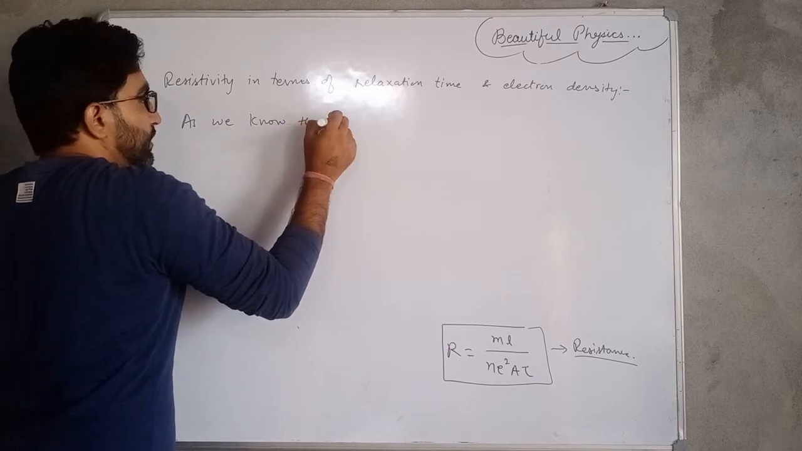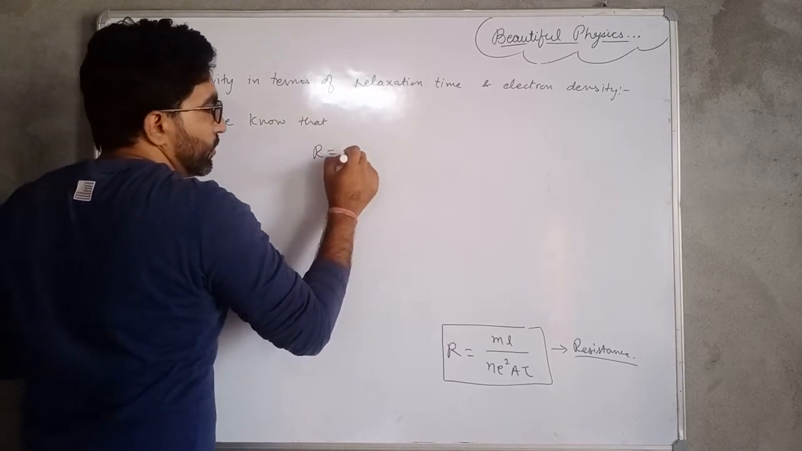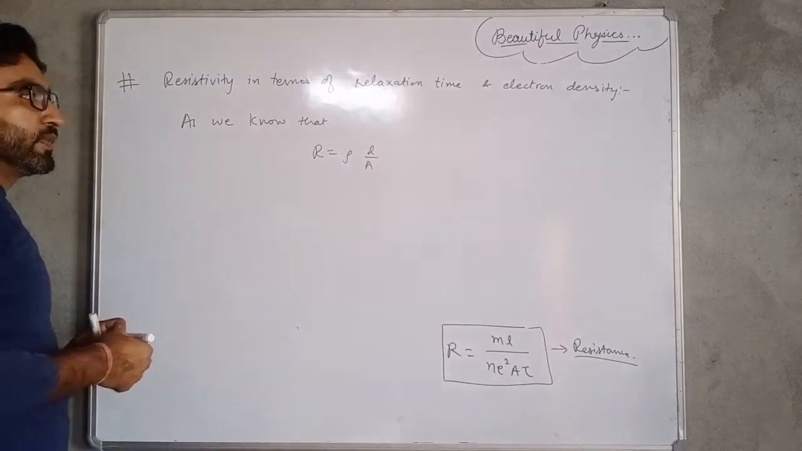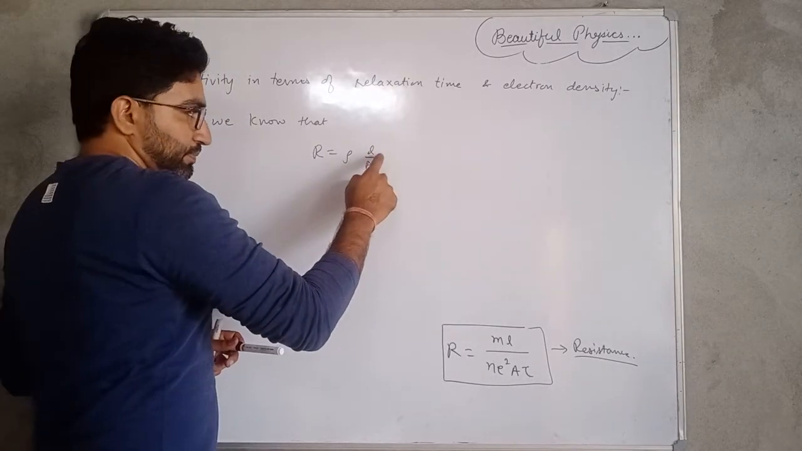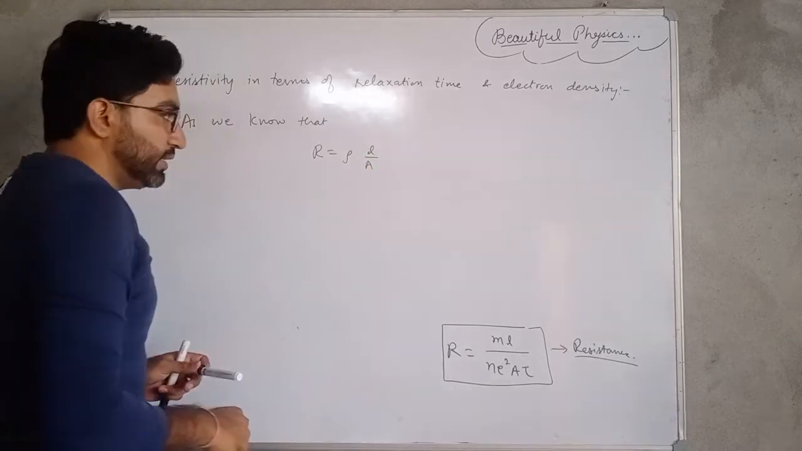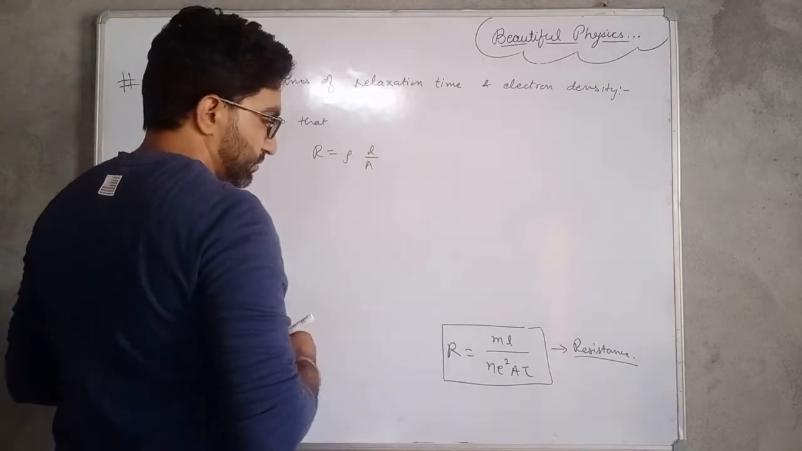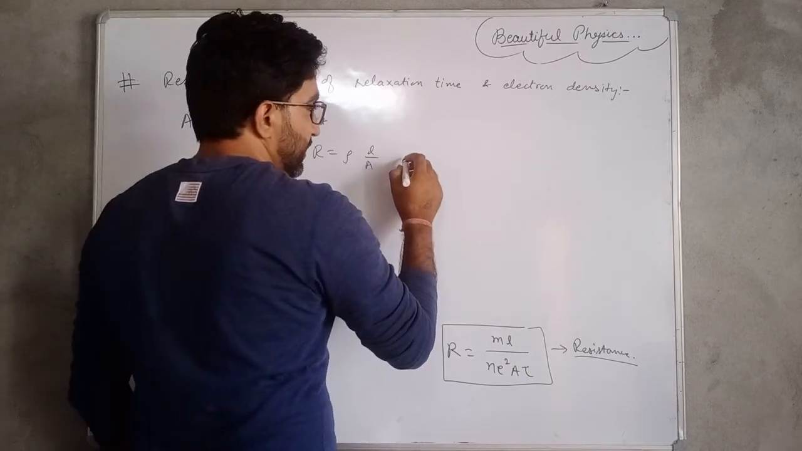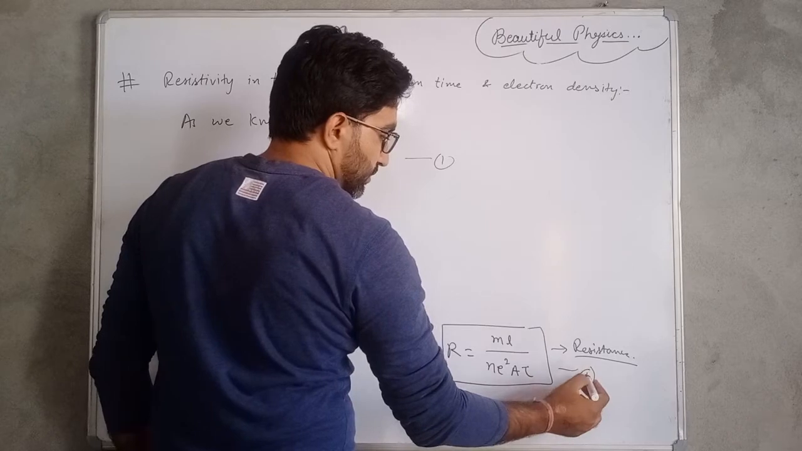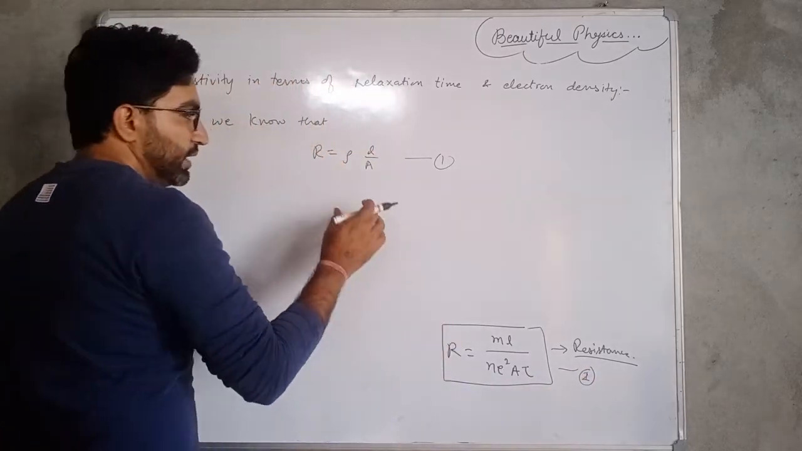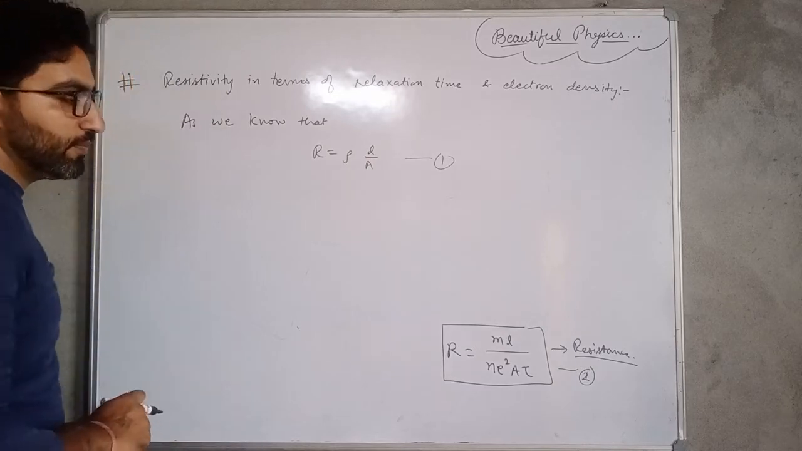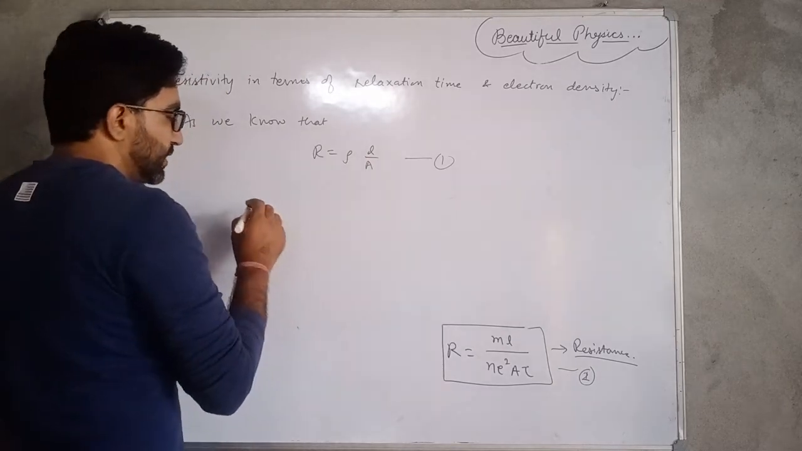As we know that R is equal to rho L by A. Resistance is equal to rho L by A, where L is the length of the conductor and A is the area of cross section of the conductor. When we compare this equation and this equation, the left hand sides of both equations are the same, so the right hand sides must be the same.